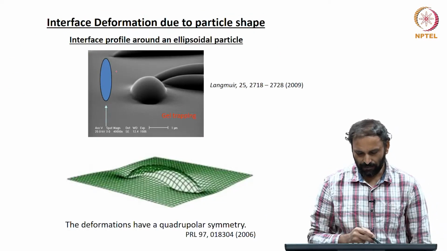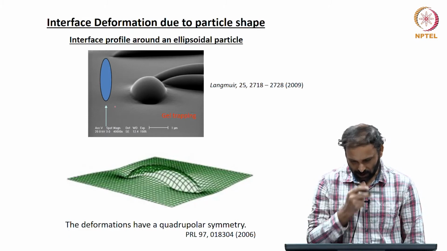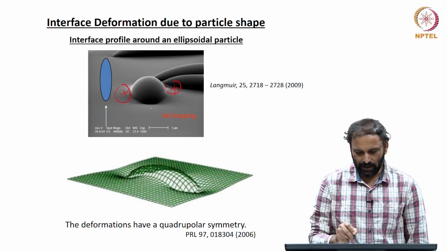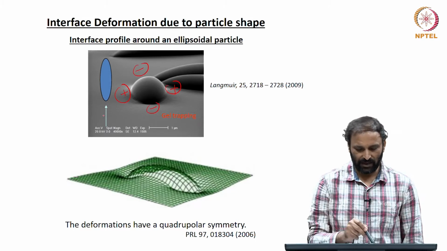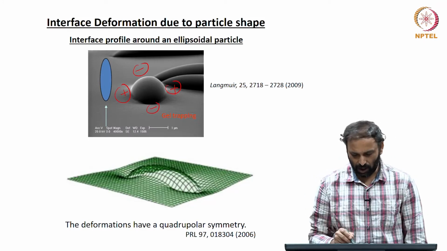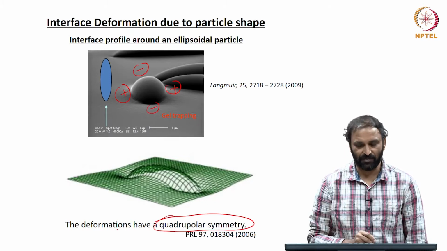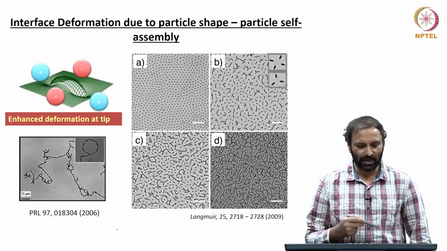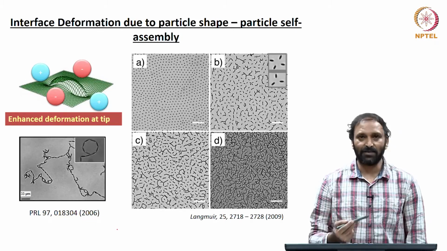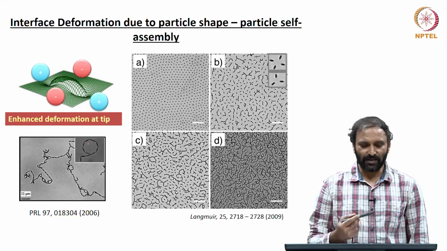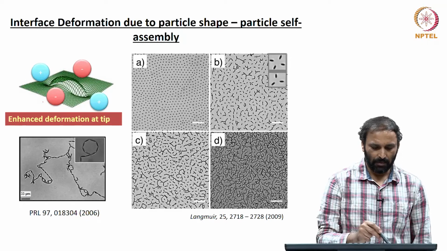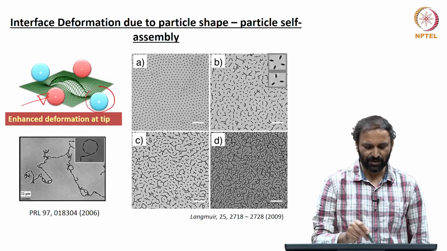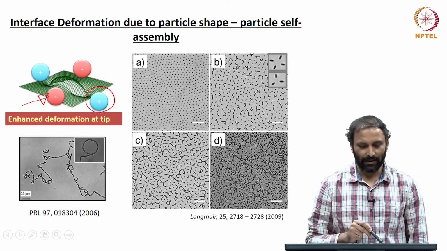Okay. There have been experiments which capture the interface deformation, showing that the interface is elevated at the side and the interface is depressed at the edge of the ellipsoid. Such interface deformations are called quadrupolar interface deformations, and these have important implications for the self assembly of such particles. Whenever there is an interface elevation, that is typically referred to as a capillary negative charge, and whenever there is an interface depression, by convention it is referred to as a capillary positive charge.